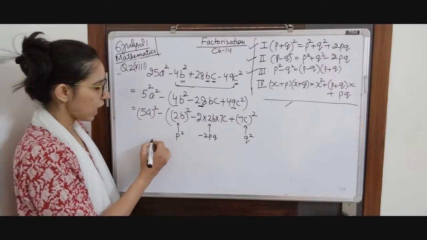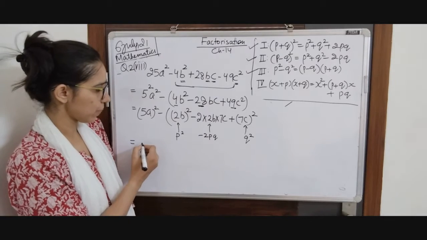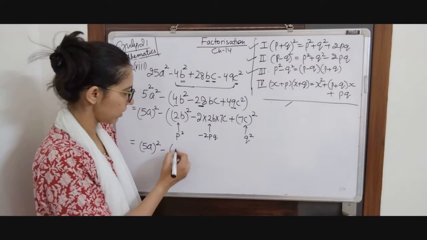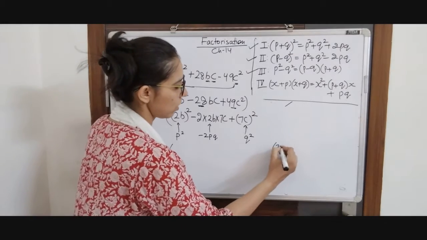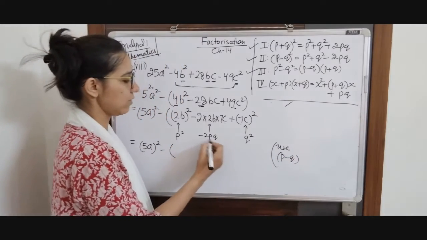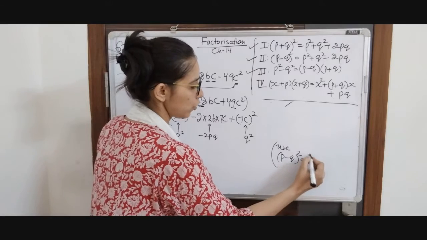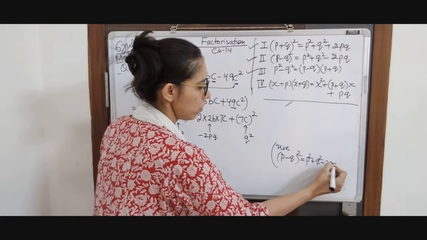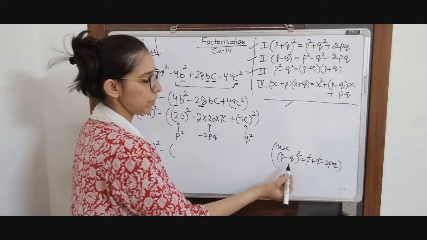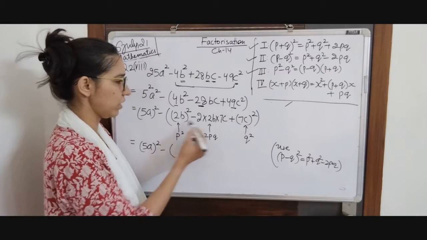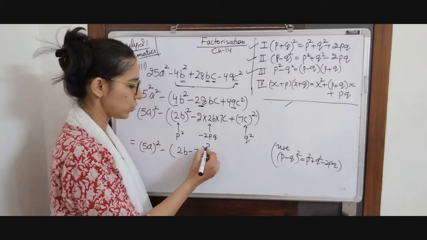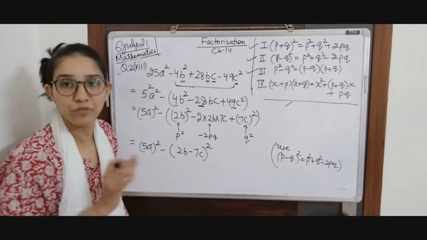So what we will do now, we will use the identity, and this formula I will use, p minus q, because there is negative sign in the 2pq. p minus q whole square is going to be p square plus q square minus 2pq. So this expression in simplified form will be written as p minus q whole square. p is this, q is this. So 2b minus 7c whole square. So we are done. But are we done really?